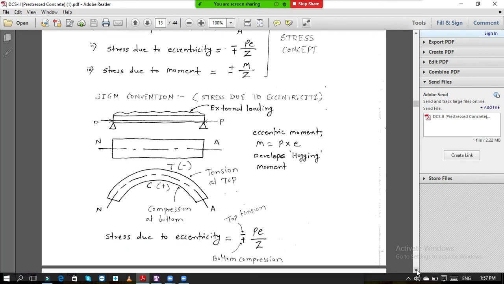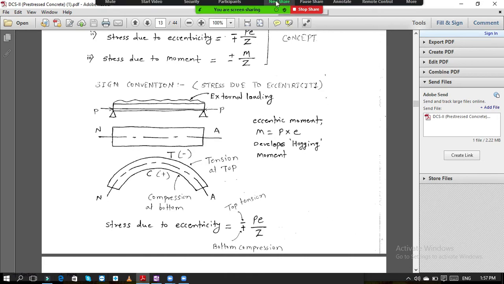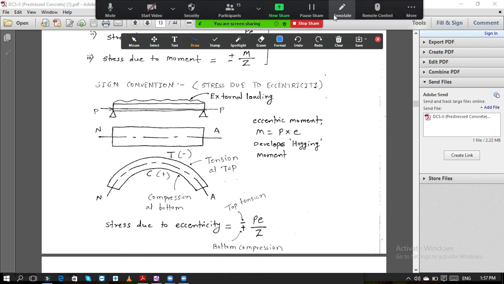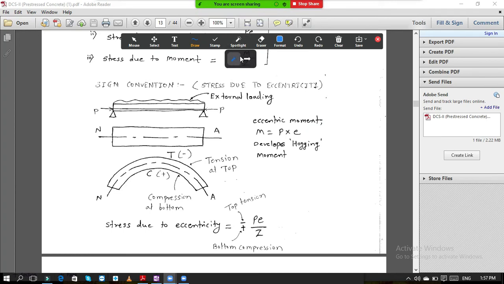Here again it is explained. Those who have not understood, I will explain it once again. Pay attention over here. See the sign convention. The eccentric moment M is equal to P into e. P into e is the moment. It develops hogging bending moment. Why is it hogging bending moment?